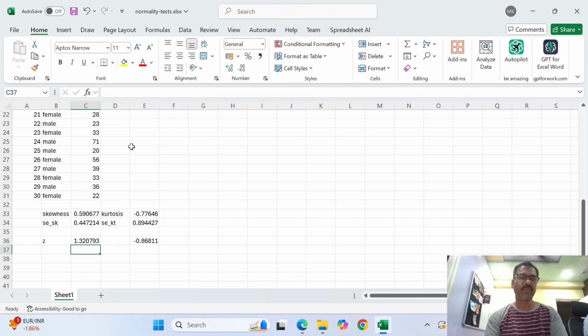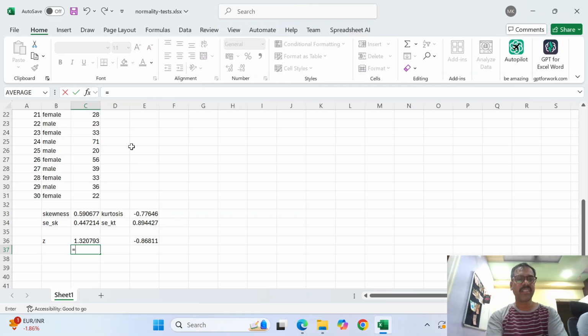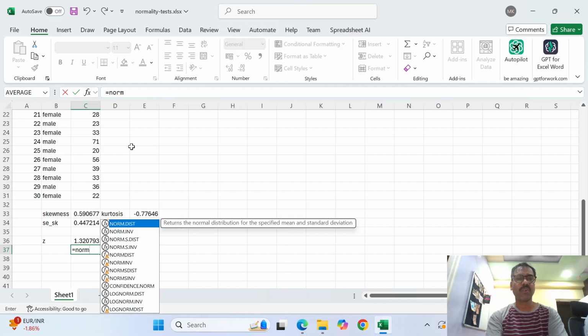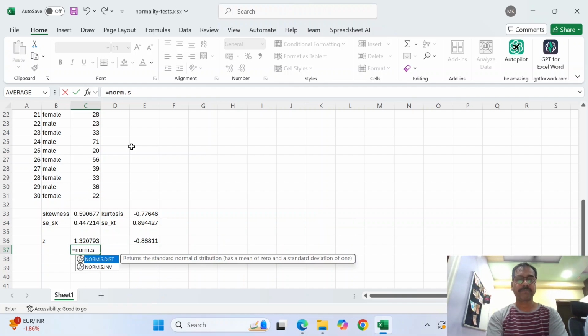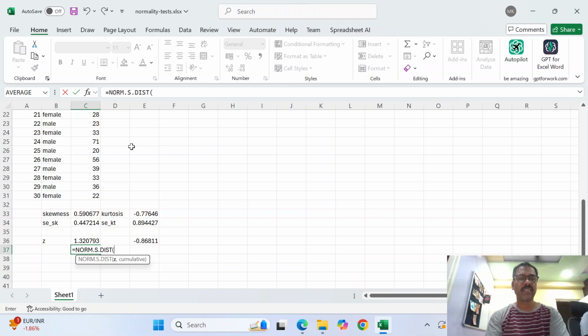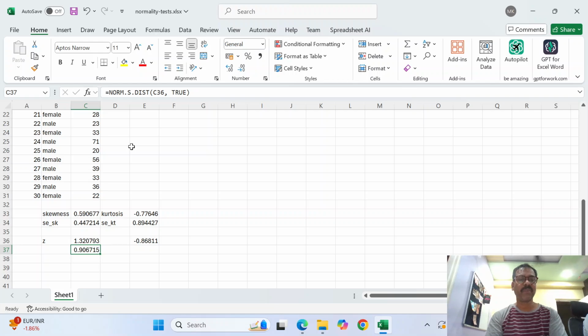One way is to calculate the p-value for this z statistic. How are we going to do it? NORM.S.DIST, and this is the z value, cumulative is true. So this is actually the p-value for this z value. By looking at this p-value, it is very clear that we fail to reject the null hypothesis, which is nothing but that the salary is normally distributed.